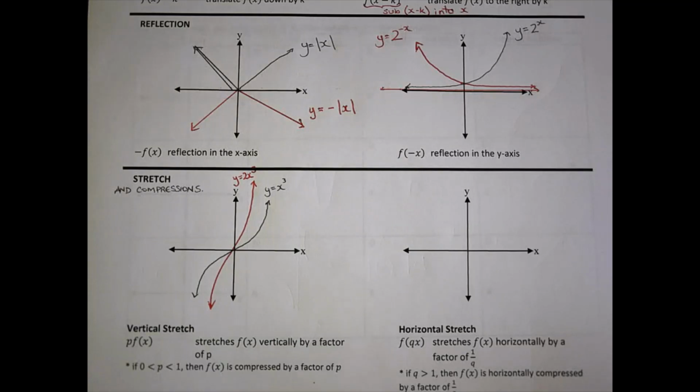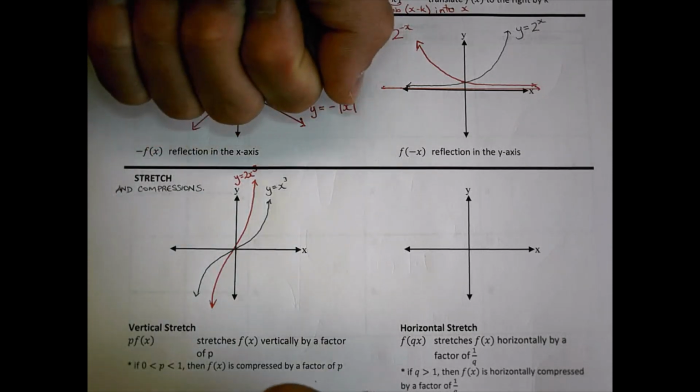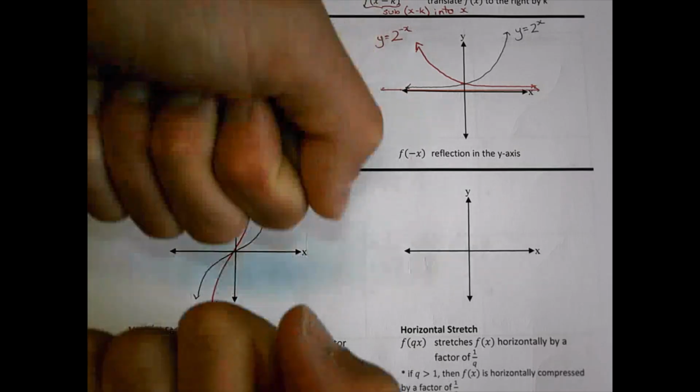That's all great. But if you see this little note here, if I put a number between 0 and 1, that's what this means, right? P is greater than 0, P is less than 1. So in other words, P is between 0 and 1. Then this function, f of x, is compressed by a factor of P. So if I choose a number, say 0.5, then I'm going to compress the function by half. So I'm going to take my function and I'm going to squeeze it, compress it.